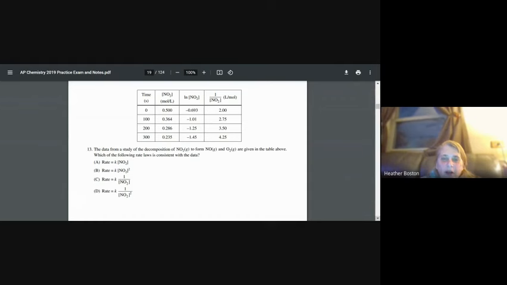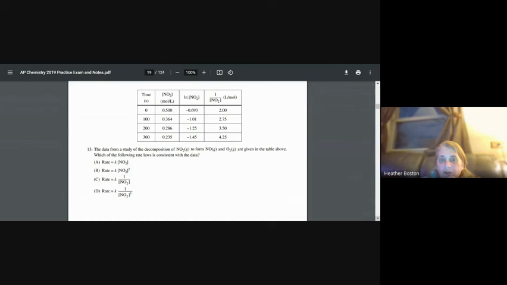So a cheater's easy way without a calculator is to see which one of these have even intervals between the data points. And I can tell right away that, for example, the concentration is not even increments, because the first one varies by 0.136 and the last one varies by 0.051. So that's not even. I know it's not that.